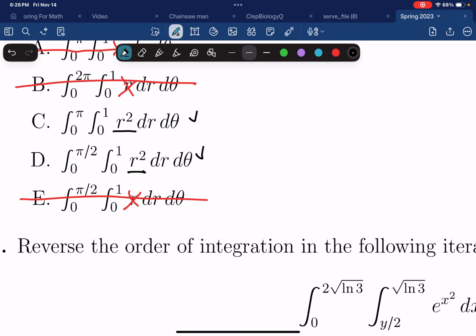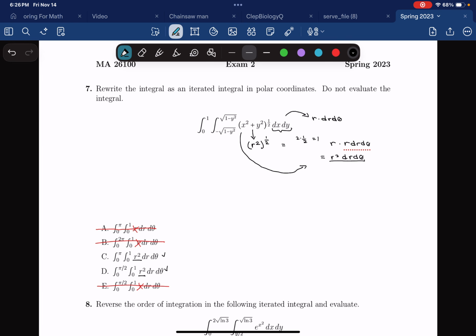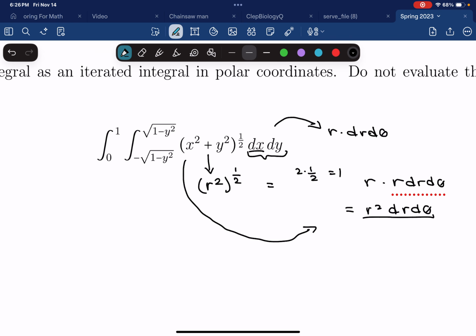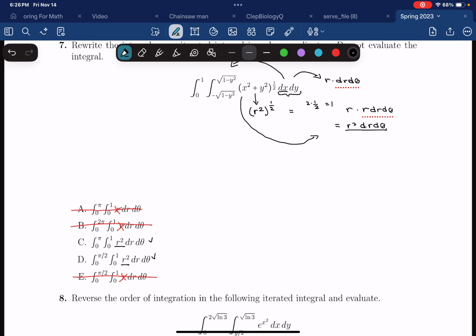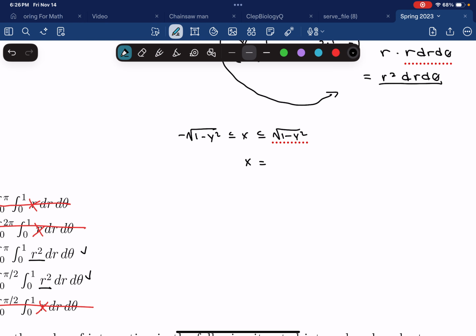Okay, but anyways, this is r squared, this is r squared, so we can keep both of these for now. Now, this says dx, right? So if we look at this, we know that x goes from negative square root of 1 minus y squared to square root of 1 minus y squared. So x squared is equal to 1 minus y squared, which means that x squared plus y squared is equal to 1. So r squared is equal to 1, which means that r is just 1.